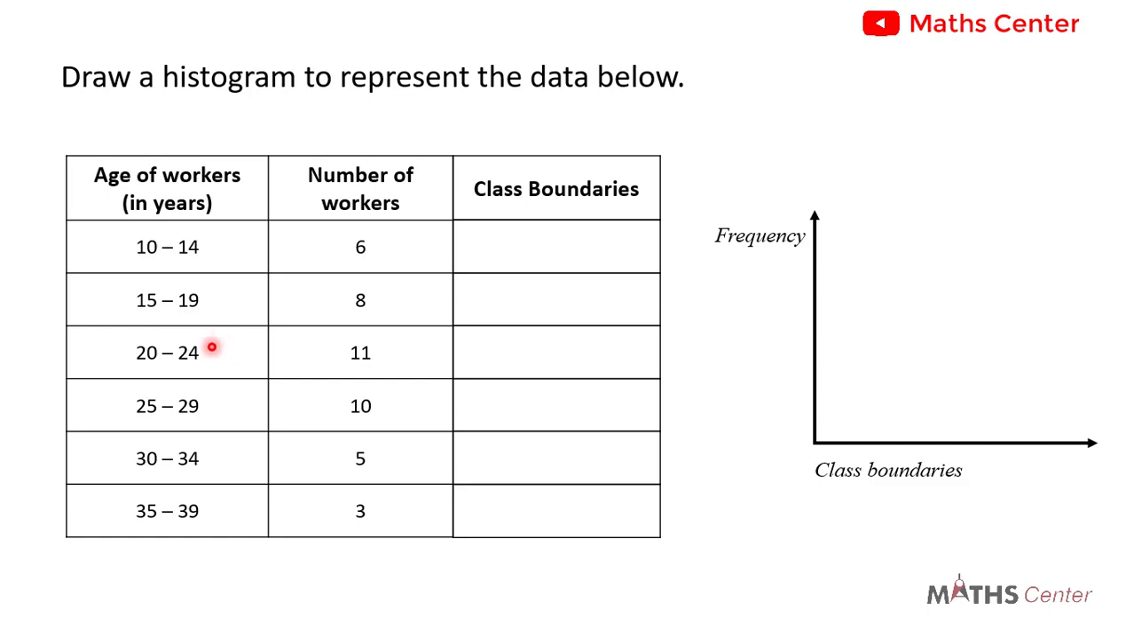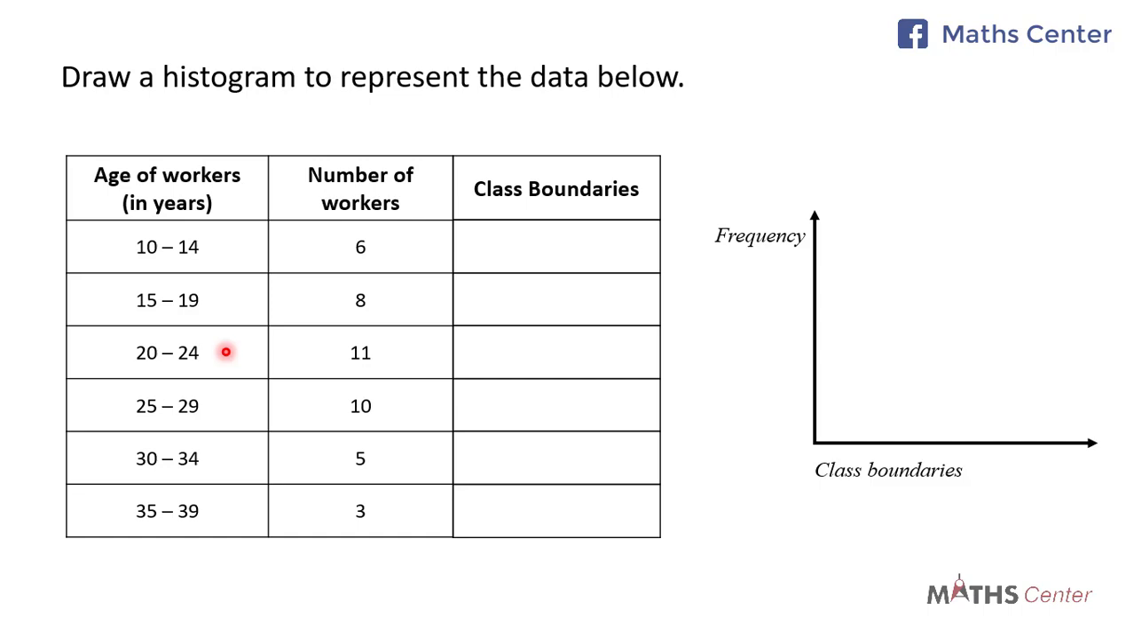Now, after subtracting the upper class limit of the first one from the lower class limit of the second one, you divide the result by 2. When you subtracted 19 from 20, we had 1. So we will divide 1 by 2. 1 divided by 2 gives us 0.5.